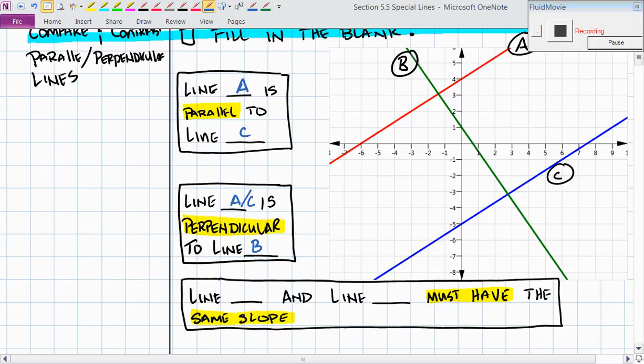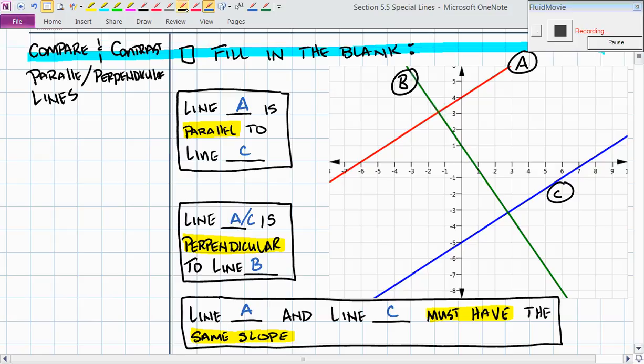Which lines am I talking about? Line what? B and C? Oh, line A and line C must have the same slopes. So, let's review this a little bit more. You may have learned back in the day that when two lines have the same slope, they're parallel. So, line A and line C are parallel. You guys agree with that? They're never going to touch. They have the exact same slope.